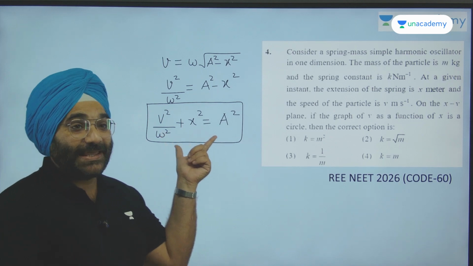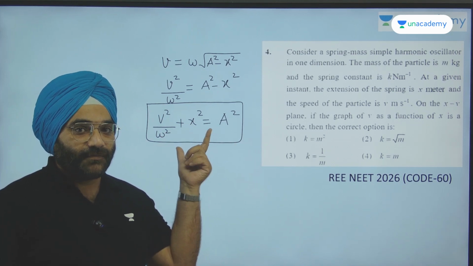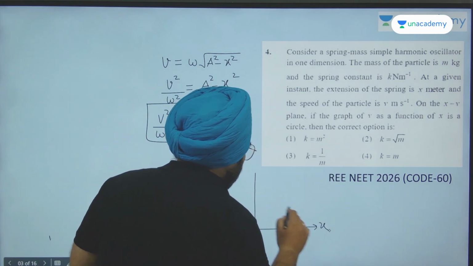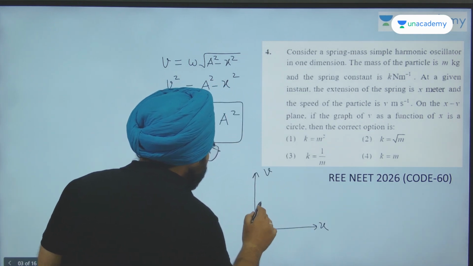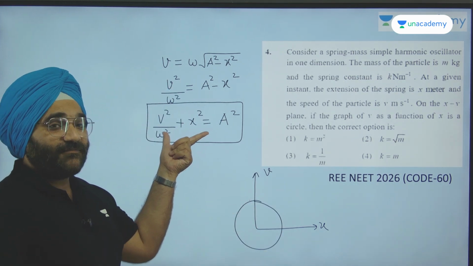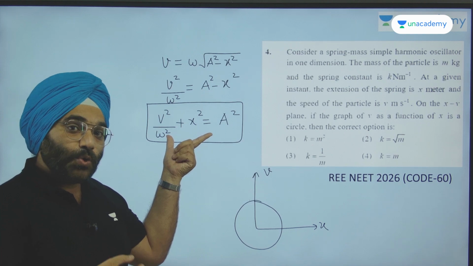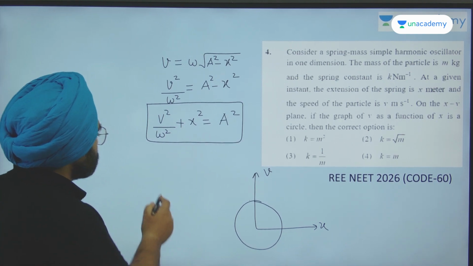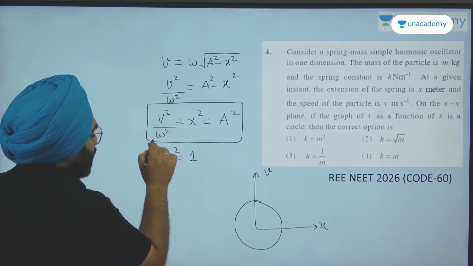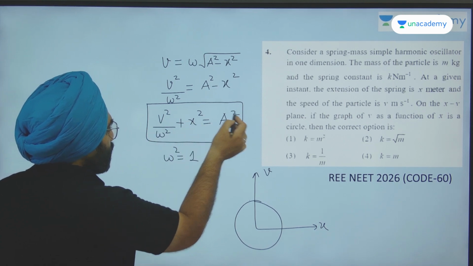Now they are saying if we draw the graph of v versus x, we will be getting a circle. When will we get the circle? When this becomes the equation of a circle. How will it become the equation of a circle? When omega square becomes 1, this should get eliminated. It should be v square plus x square equal to a square.